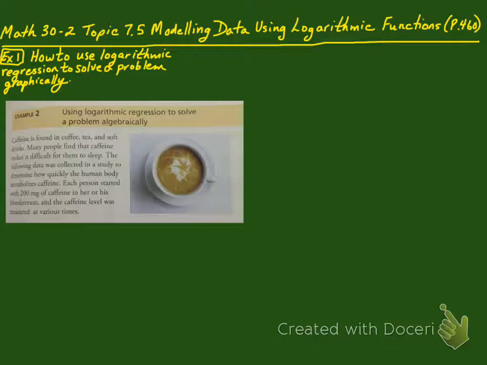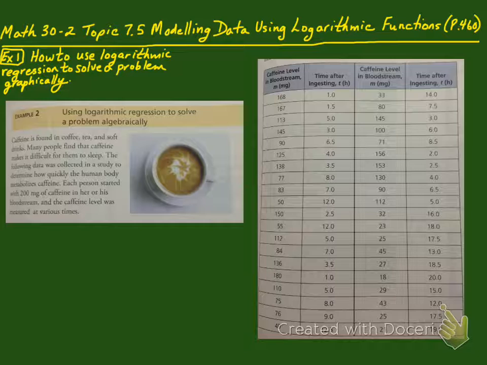Many people find that caffeine makes it difficult for them to sleep. The following data was collected in a study to determine how quickly the human body metabolizes caffeine. Every person starts with 200 milligrams of caffeine in his or her bloodstream, and the caffeine level was measured at various times. Here's the chart of the caffeine levels in our bloodstream and the time in hours after we've ingested it.